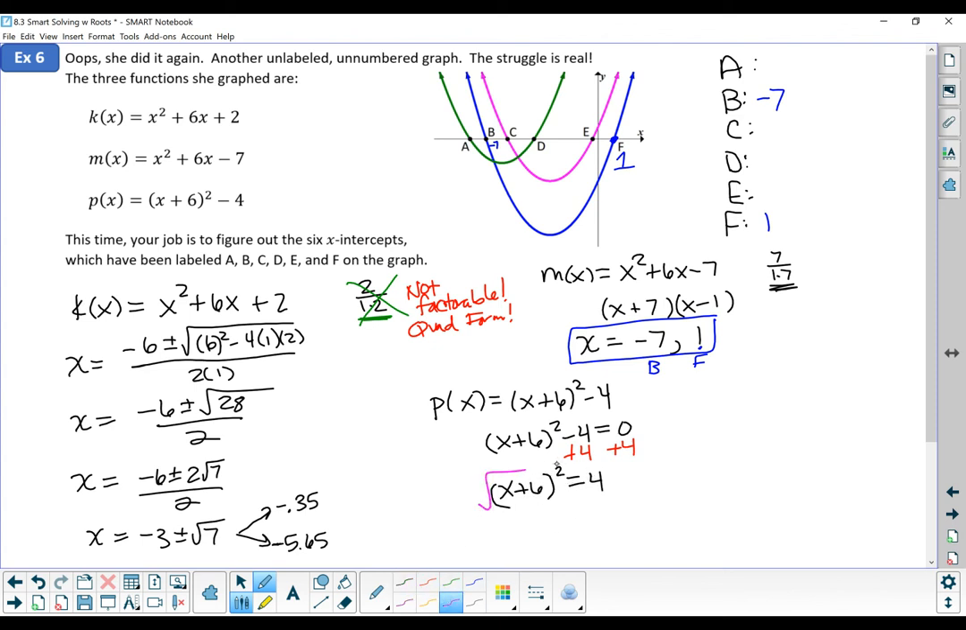We can square root both sides of our equation, plus or minus. So this is x plus 6 is equal to positive and negative, and the square root of 4 is 2. So we've got an integer over here on the right side. So we're going to split it into two equations: x plus 6 equals 2 and x plus 6 equals -2. And to finish up, we're going to subtract 6 from both sides. And we get x equals -4 and x equals -8.